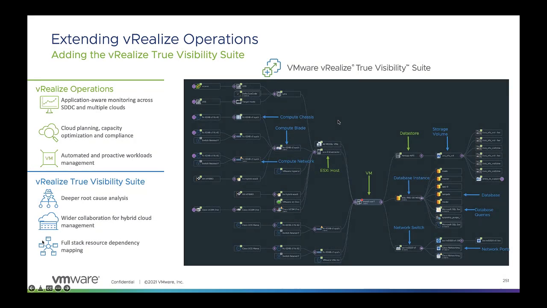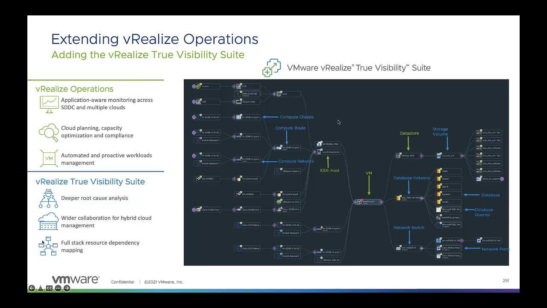So now that we know why the True Visibility Suite was created in the first place, we know from a high level what the True Visibility Suite is. Let's talk about what we can do with that information. The screenshot here on the slide basically just shows the kind of network of relationships we can build once we have these management packs installed. All of the management packs do go out and discover these relationships automatically.